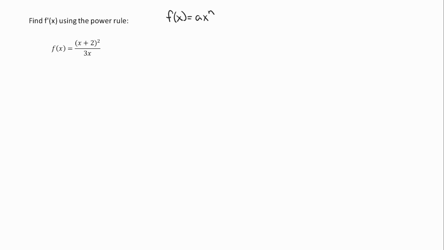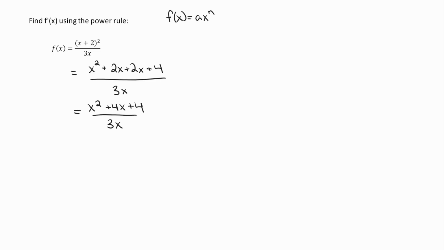So what we can do is expand (x plus 2) squared, and then hopefully we can divide all the terms by 3x. So this is the same thing as saying x squared plus 2x plus 2x plus 2 squared, which is 4, divided by 3x. We can combine our 2x terms, or any terms that have x to the first power, and we'll end up getting x squared plus 4x plus 4 divided by 3x.